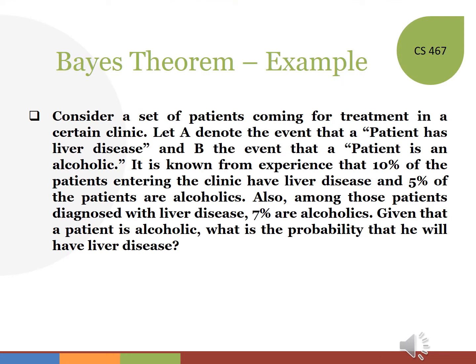Now consider a set of patients coming for treatment in a certain clinic. Let capital A denote the event that a patient has liver disease and B the event that a patient is an alcoholic. It is known from experience that 10% of the patients entering the clinic have liver disease and 5% of the patients are alcoholics. Also, among those patients diagnosed with liver disease, 7% are alcoholics. Given that a patient is alcoholic, what is the probability that he will have liver disease?